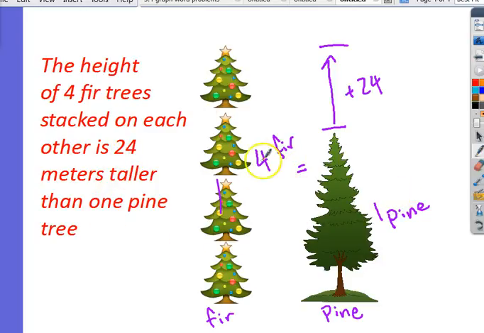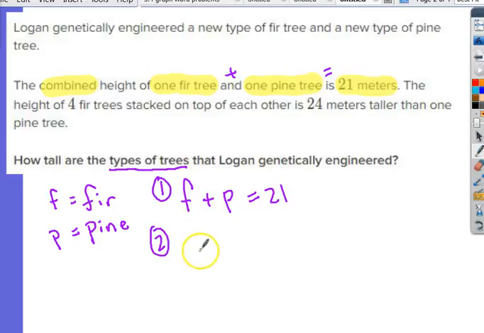And I can turn this into an equation. 4 fir trees is equal to 1 pine tree plus 24. And that is now going to be my second equation: 4 fir trees stacked on each other is equal to a single pine tree plus 24 more. So I've defined my variables, and I've got a system of equations that I'm going to solve.